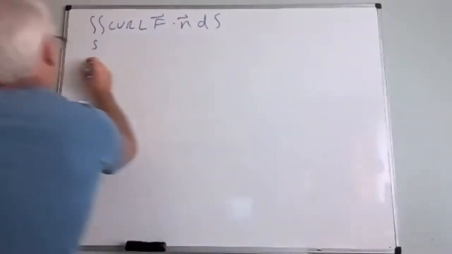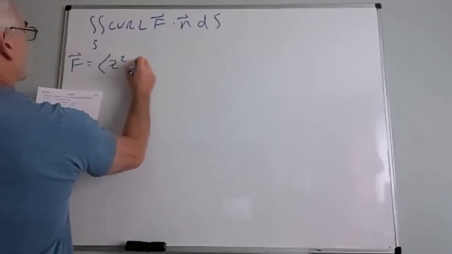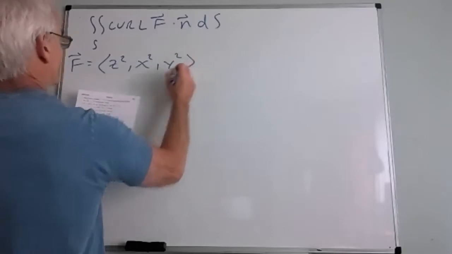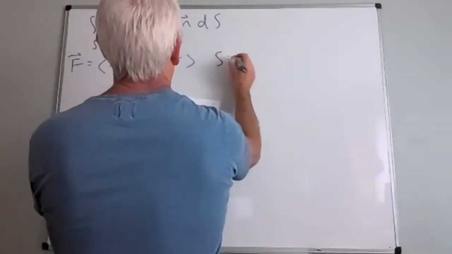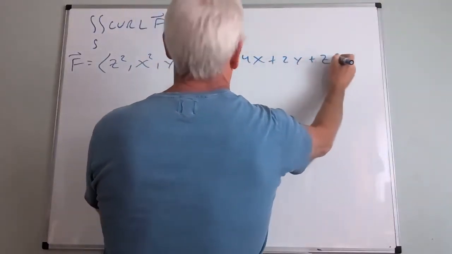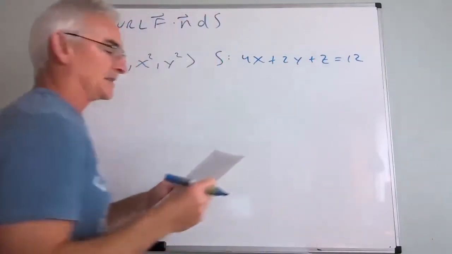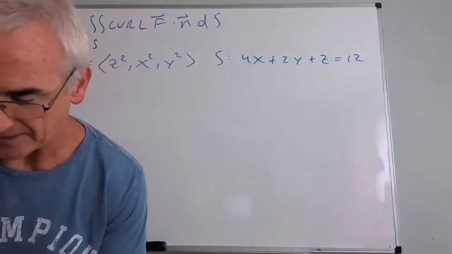Okay, so F is z squared, x squared, y squared. And S is, let's see, 4x plus 2y plus z equals 12. It's that part in the first octant. So we know what that looks like at this point.